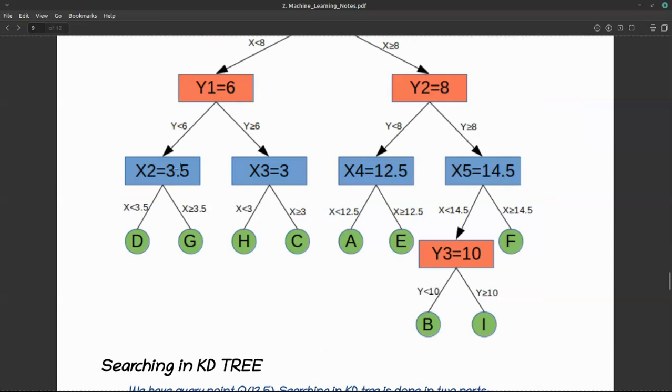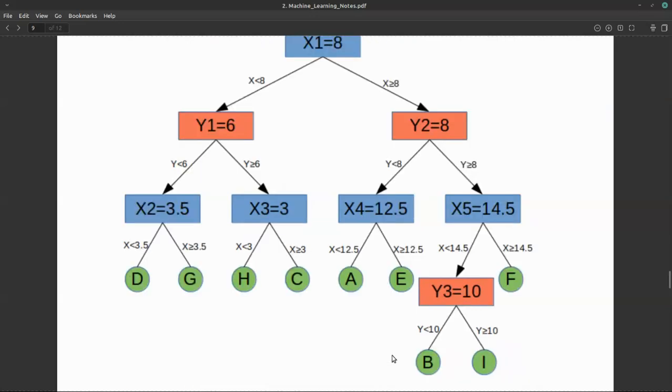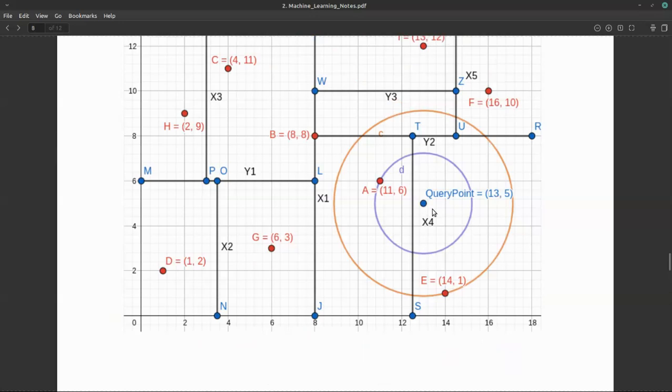Again, I will divide whatever data points I have, then I will take the median of x. Right, then first x, then y, then x, then y, like this. Correct. So that's how you create this KD tree. And let's take a simple example. We won't be seeing this circle and anything. So let's say I have the query point 13 and 5.